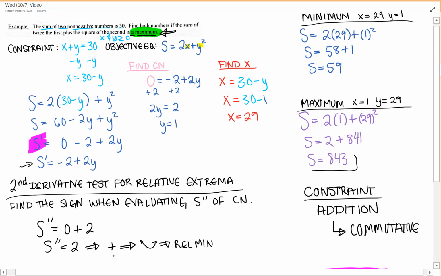And if you're wondering if your optimization process found you a relative minimum or relative maximum, you can either create a number line or use the second derivative test for relative extrema to determine whether the critical number has gotten you a relative minimum or relative maximum. If it's the opposite of what the question has asked you to find, all you have to do is switch the numbers, and you should get the correct answer.